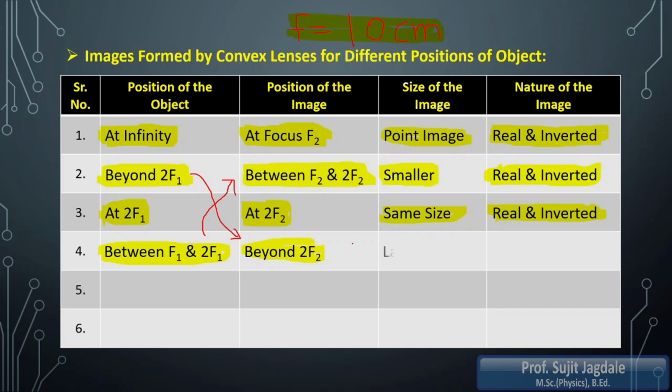And again the image is larger now. Instead of smaller, the image is larger, and again it is going to be real and inverted. So this is the fourth condition.